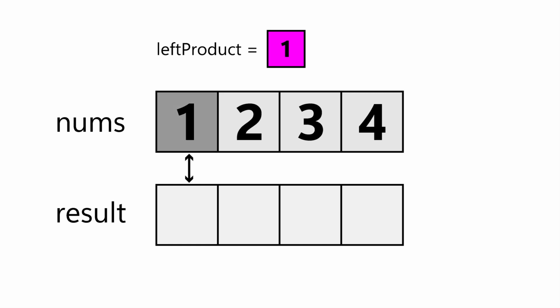For each element, we will store the product we obtained so far from the left side, to the current index of result array. After that, we will update the left product variable to include the current number. We will continue this for the rest of the elements.